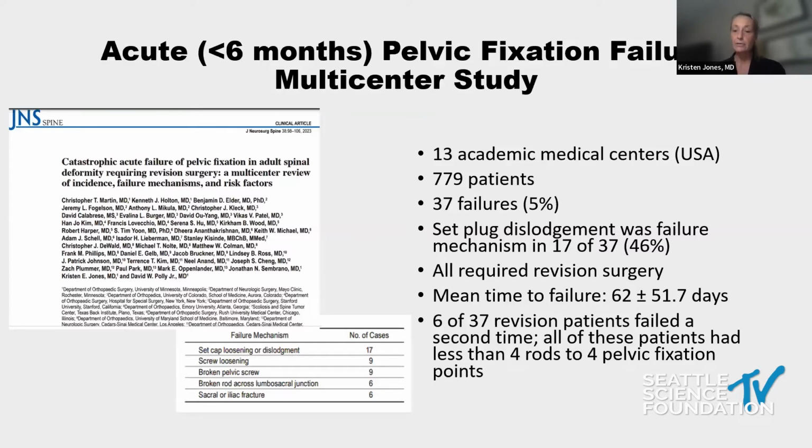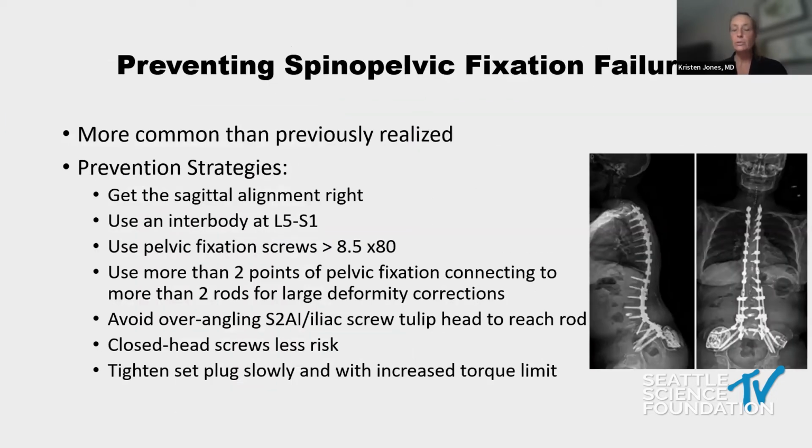And so we looked at factors that could lead to failure. Basically, we found, of course, that if you undercorrect the sagittal alignment, that can predispose to pelvic fixation failure. And interbody was very protective at L5S1 for pelvic fixation failure prevention. Dr. Theologis mentioned he always uses 8.5 screws or above, and in the study, that was protective. Using more than 2 points of pelvic fixation if you're going to do significant deformity corrections was also protective. We measured T1PA as one of the magnitudes, and also pre-op to post-op lordosis change. So that is very important to consider: using more than 2 points of pelvic fixation if you're doing large deformity corrections, particularly in PSOs at the lumbosacral junction.